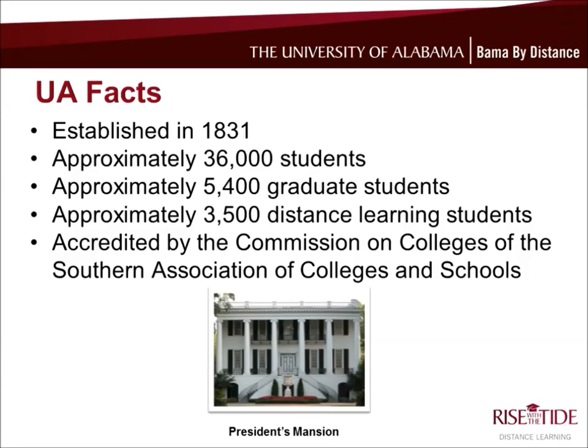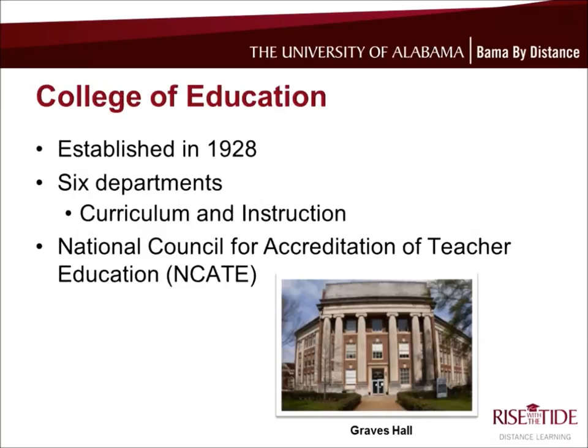And now a few facts about the University of Alabama. We were established in 1831 as the state's first public college. Approximately 36,000 students attend UA currently, with about 5,400 of those students enrolled in graduate programs and about 3,500 enrolled in distance learning programs. And of course, we are accredited by the Southern Association of Colleges and Schools, or SACS.